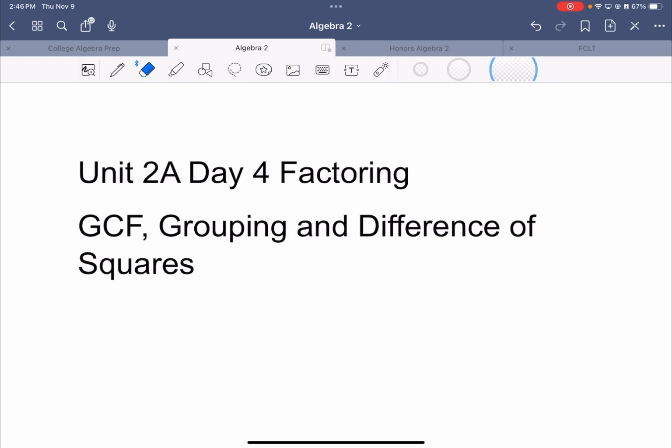So today we're going to look at 3 forms of factoring. We're going to start out with GCF, and really hit hard how you find the GCF, greatest common factor. The second thing we'll talk about is grouping, and we're going to do grouping using the box method.